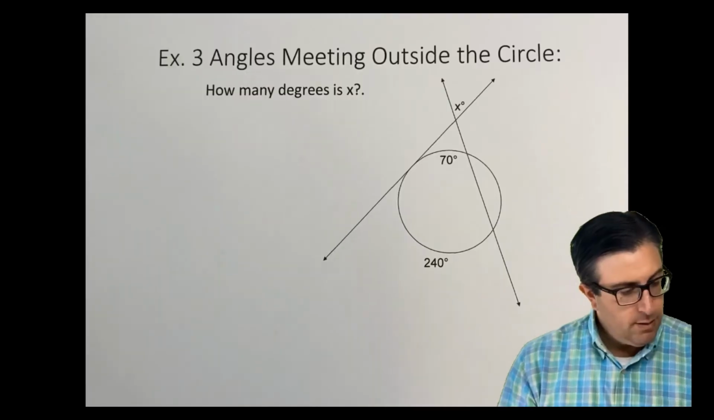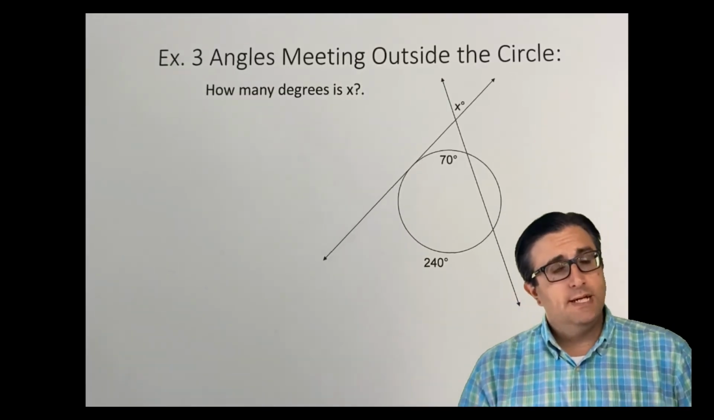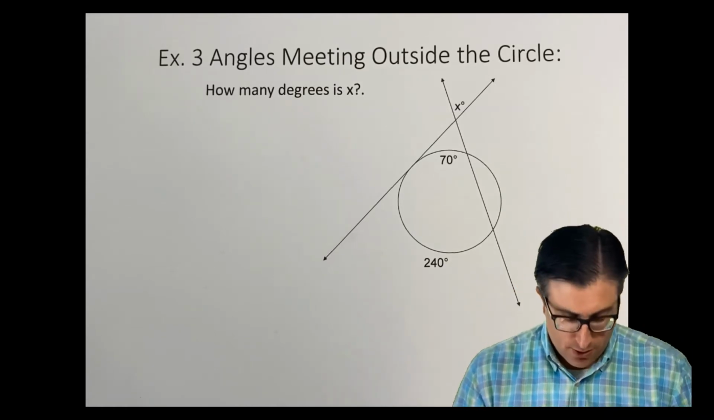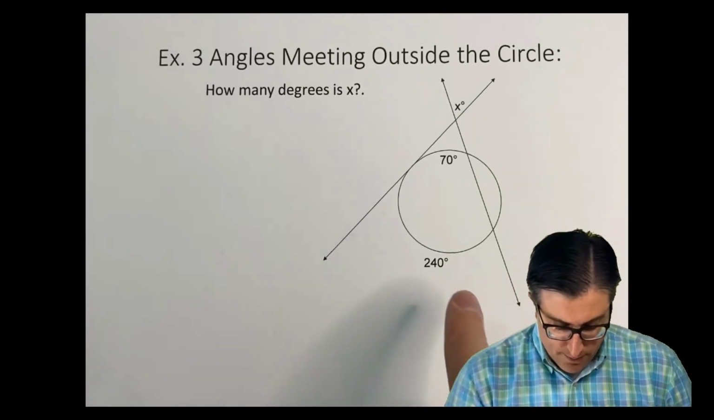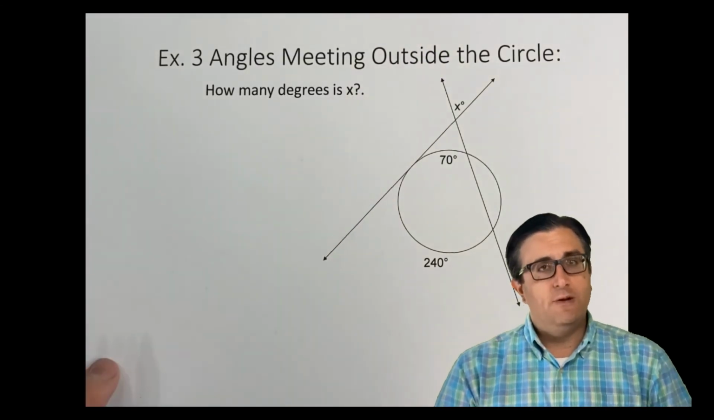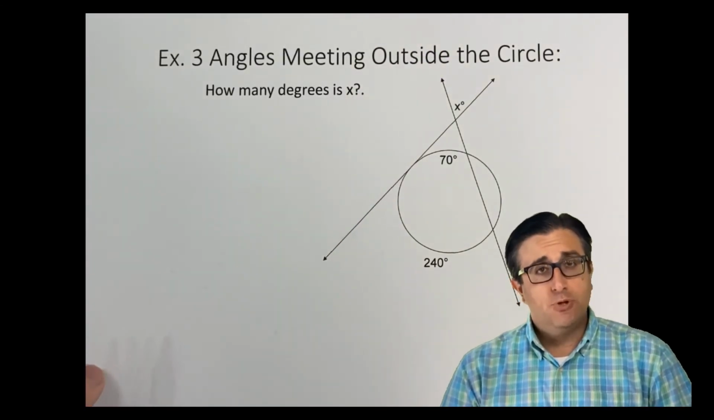Pause the video again, and let's try the next couple. All right, problems 3 through 6 deal with a mix of problems, most of them having the secants meet outside the circle. So in this first problem here, we have secants that are meeting outside at x. Whenever the angles meet outside, we subtract.